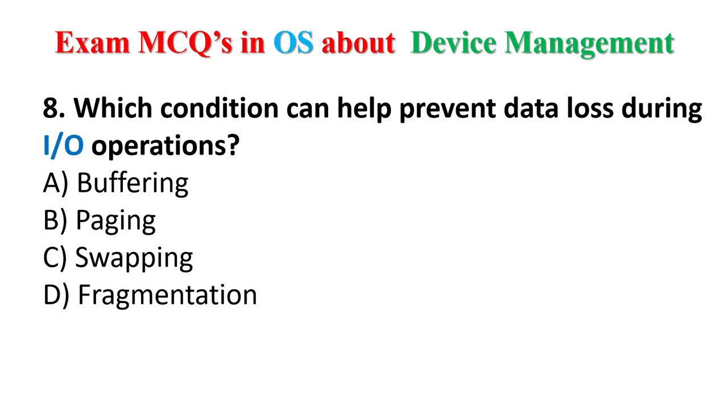8. Which condition can help prevent data loss during input-output operation? Buffering, paging, swapping, fragmentation. The condition that helps to prevent data loss during input-output operation is buffering. The advantage of buffering is that it is used to control data flow and smooth the input-output data rate.